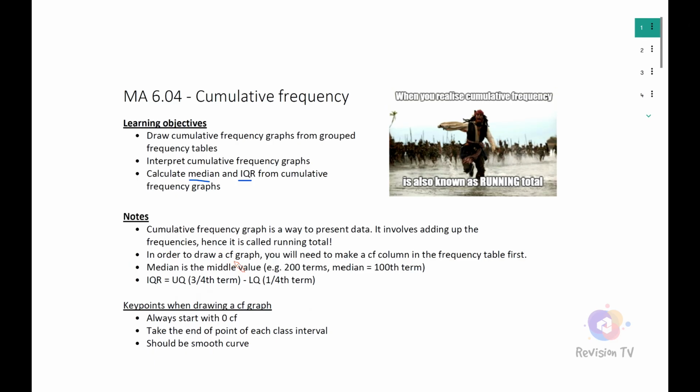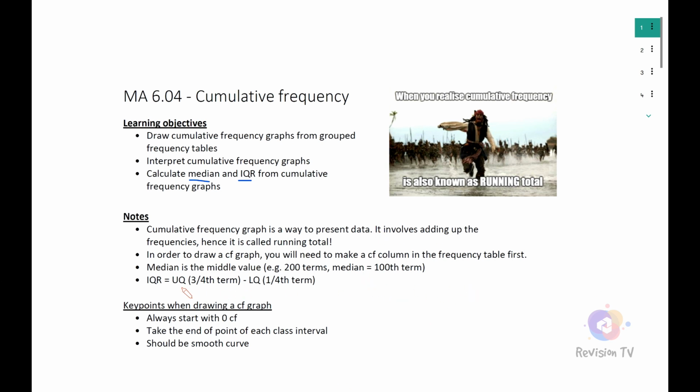In order to draw a cumulative graph, you need to make a CF column in the frequency table first. So that's the first step. And then the median is the middle value, we know that. Say, for example, 200 terms, the median will be the 100th term. You don't have to add 1 and divide by 2. You only have to add 1 if the data is discrete and given one by one. For example, the first data is 5, second is 10, third is 12, 14. Then you'll have to add 1 and divide by 2. But for a table form and grouped tables, you don't have to.